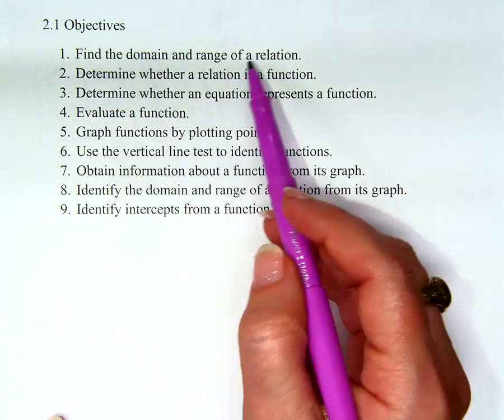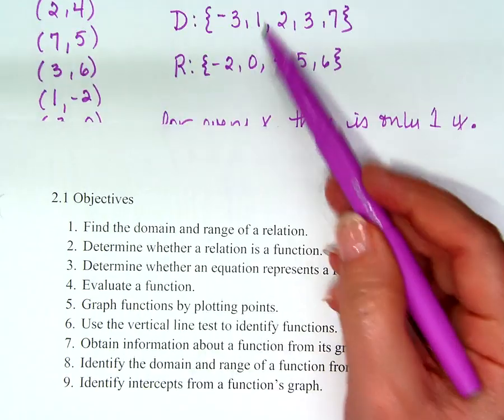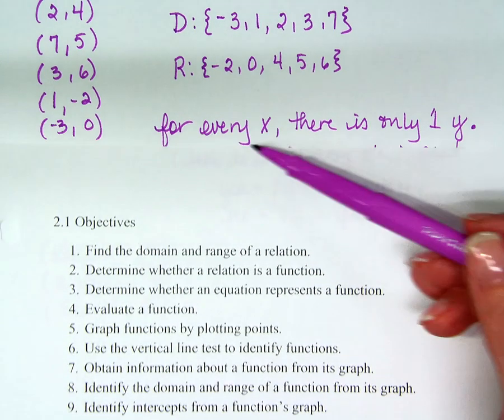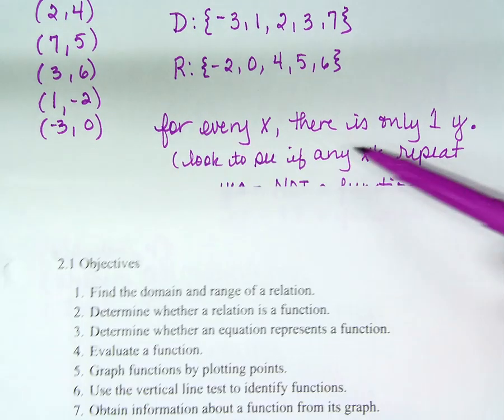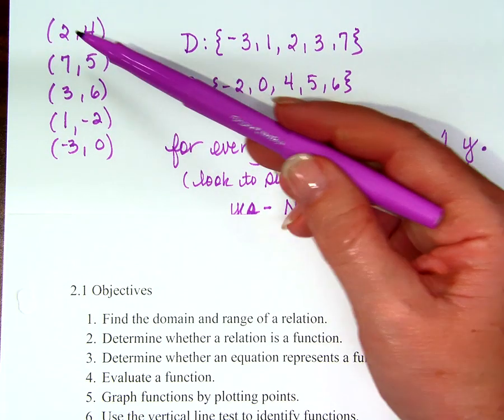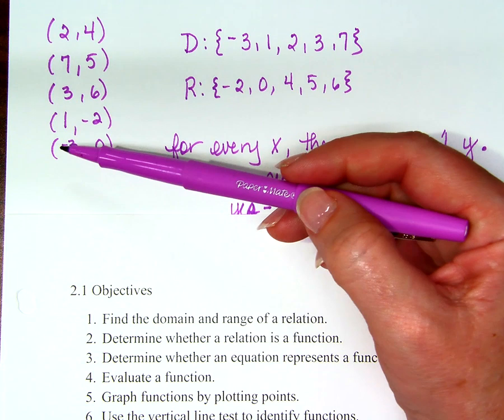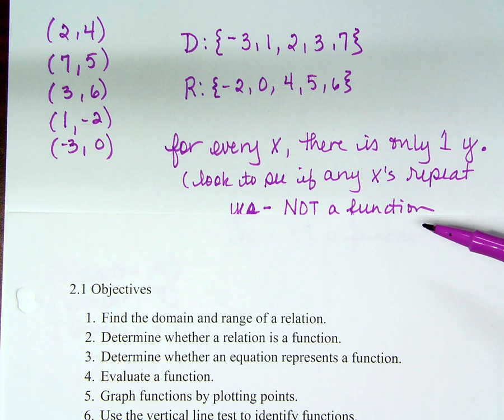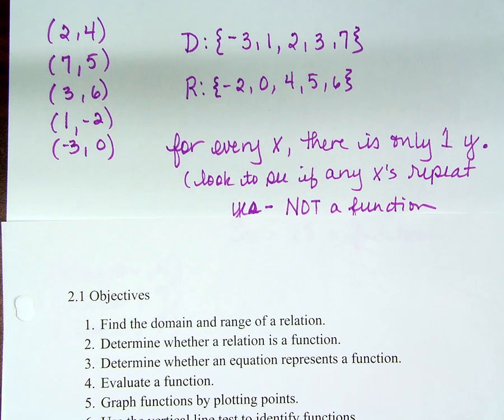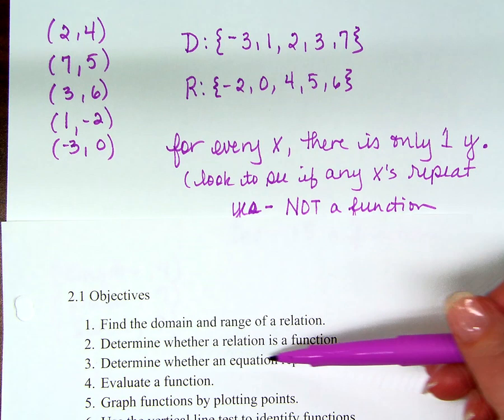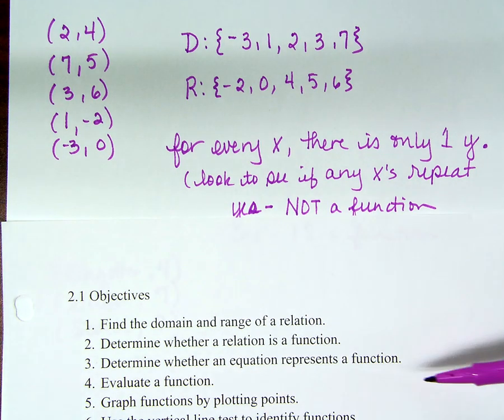Let's look at the objectives again. Find the domain and range. We did that, right? Here. Determine whether a relation is a function. We decided we look for any repeating x's to know if it's just a relation, or if it's also a function. And then determine whether an equation represents a function or not.